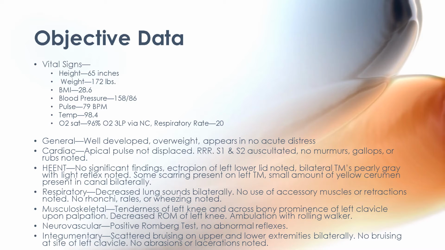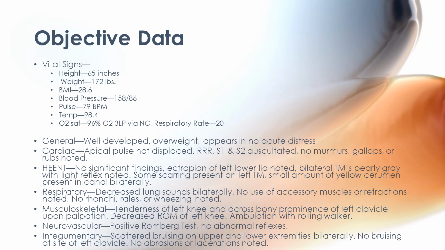Respiratory, he has decreased lung sounds bilaterally as he has a history of being a previous smoker. No use of accessory muscles or retractions noted. There was no rhonchi or wheezing either. Musculoskeletal, he does have tenderness of left knee and across bony prominence of left clavicle upon palpation, decreased range of motion of left knee, and he is ambulating with a rolling walker.